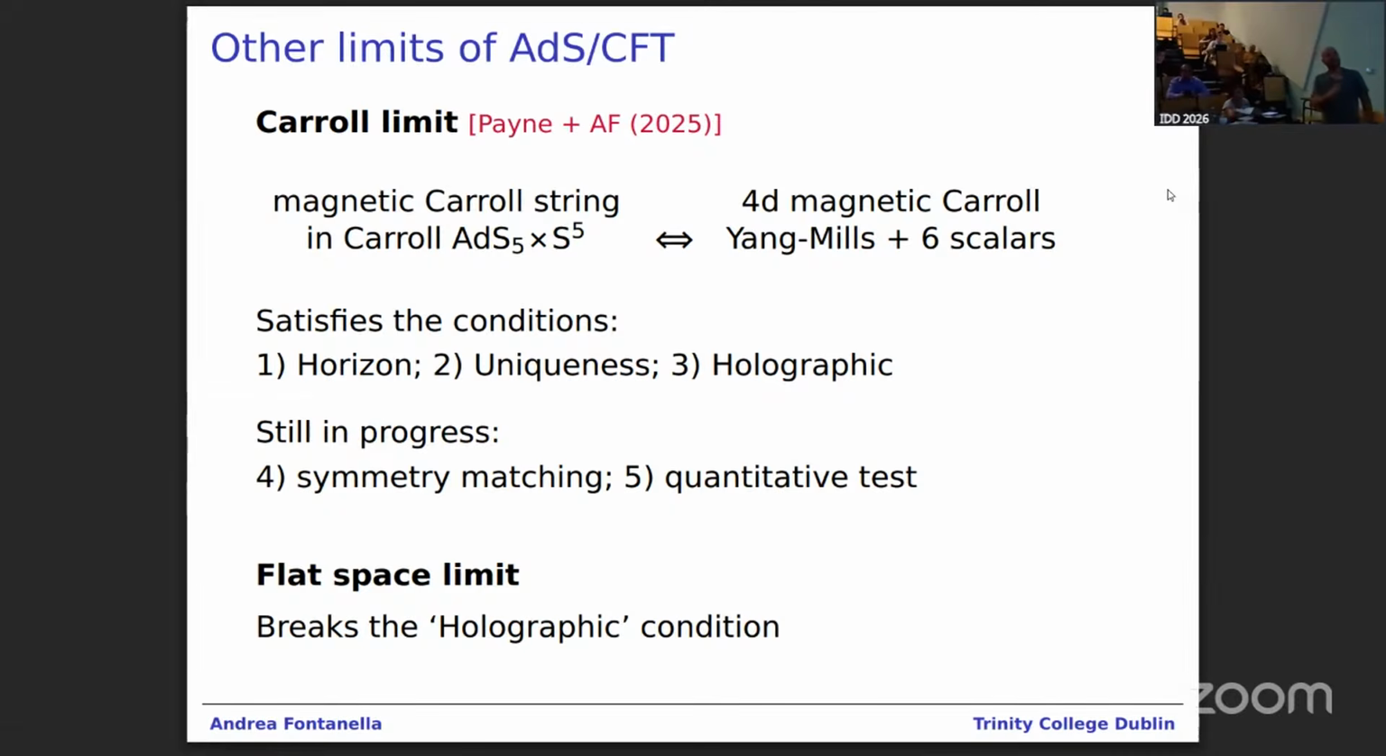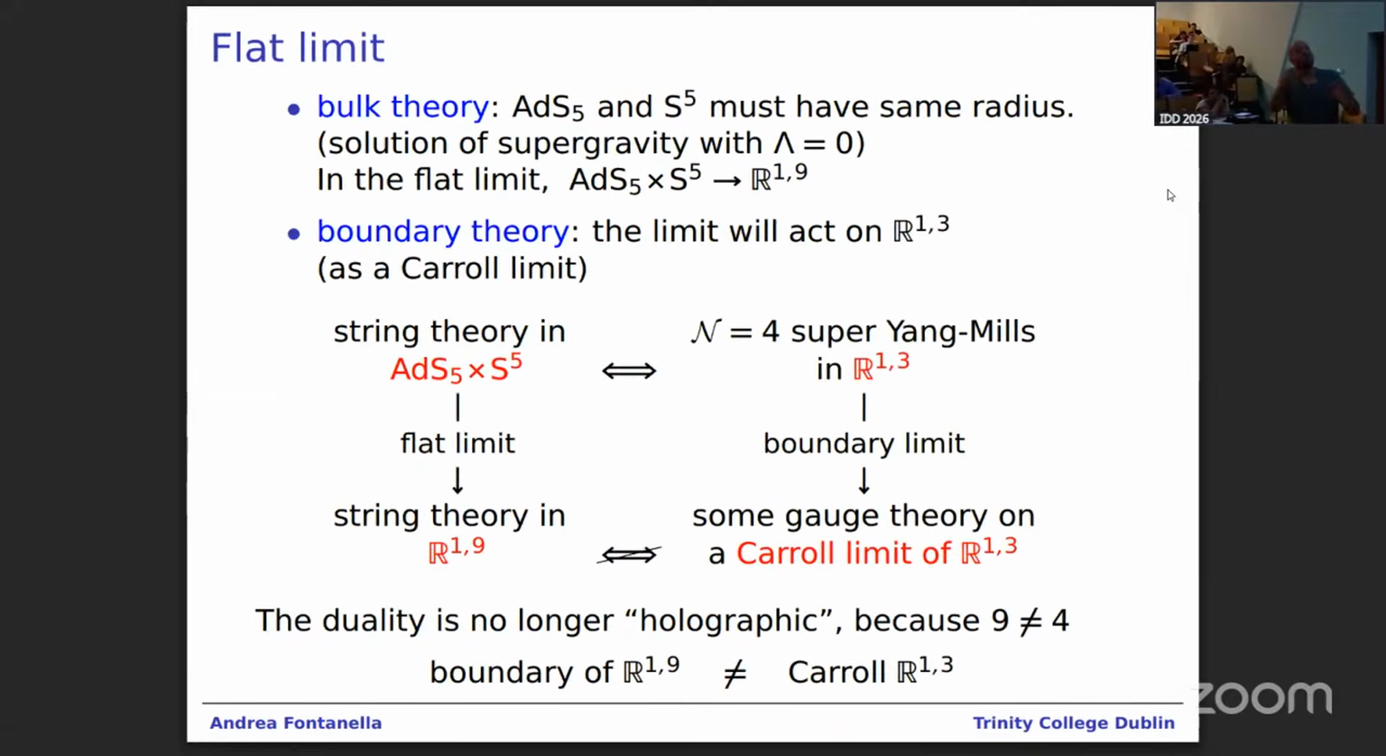Another limit of interest, which is of course very much in vogue nowadays, is the flat space limit. And with that one, I can already stop at the first line because it breaks the holographic realization. Let me give you some flavor, because it's very nice to see how the flat space limit breaks the holographic realization when you apply it to the Maldacena construction. In the bulk theory, AdS5 cross S5, both AdS and the sphere must have the same radius, because this is a solution of supergravity with zero cosmological constant. So when you take the flat limit and send the radius to infinity, AdS5 cross S5 flattens completely out. You have 10-dimensional Minkowski spacetime.